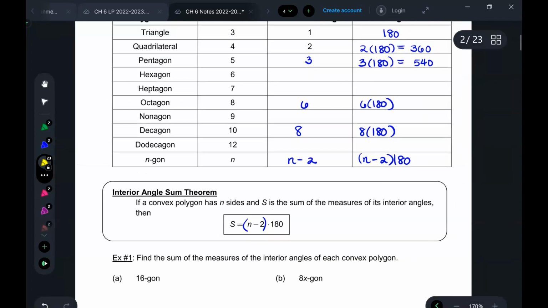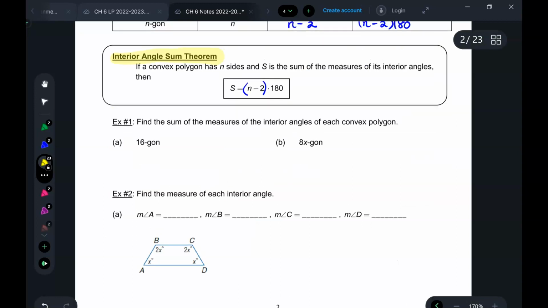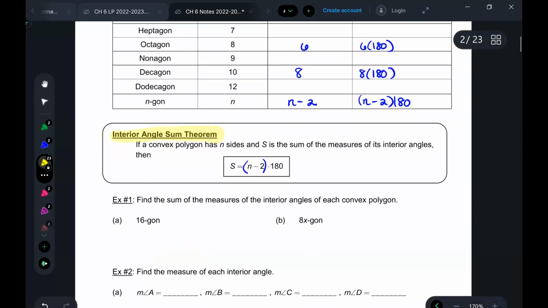Now, what do we notice? You could do all of these. We're not going to bother filling the whole thing in unless you want to. Feel free. But this is our first theorem. We're not going to prove it, we're just going to apply it. What does n stand for? The number of sides. So if I say 23-sided polygon, then n is 23. And s is the sum of the interior angles. That's our formula.